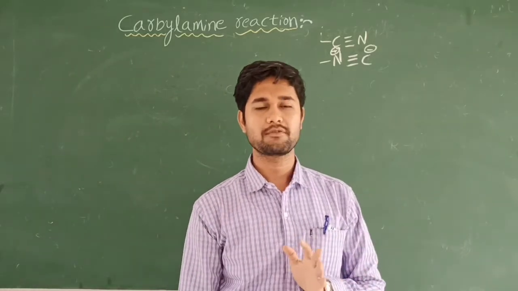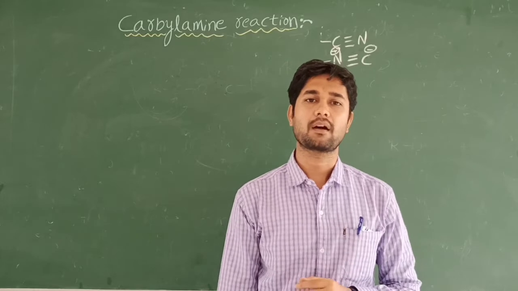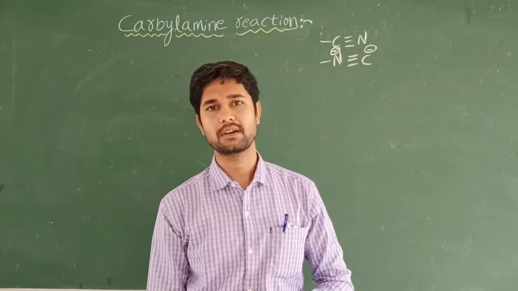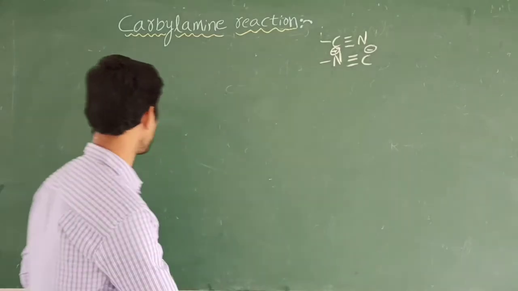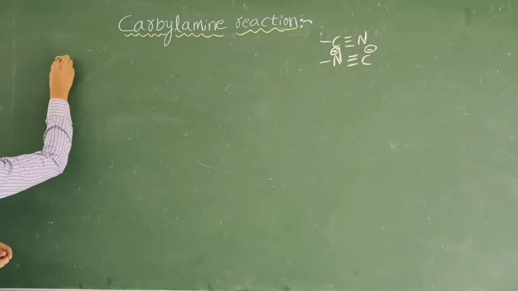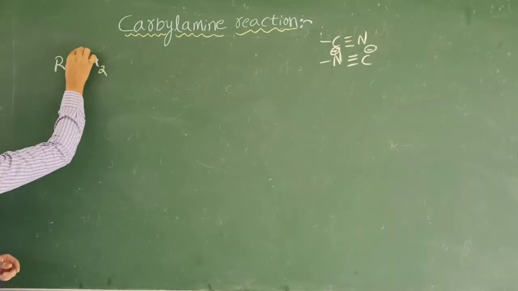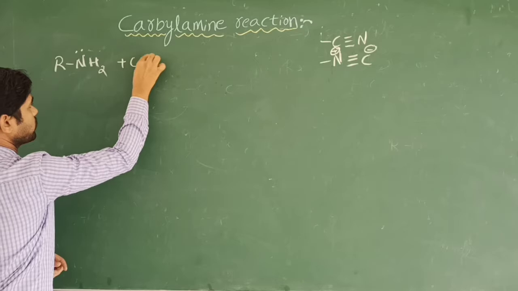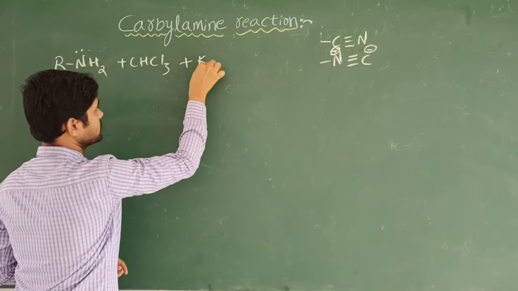The primary amine is going to react with a mixture of chloroform and an alcoholic solution of potassium hydroxide. There we are going to get the product as this isocyanide. Let's see the reaction first. This is the primary amine, having the lone pair of electrons, which reacts with chloroform, CHCl3, and also the KOH solution.